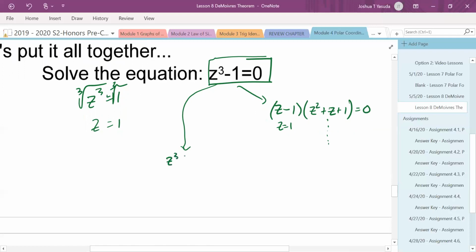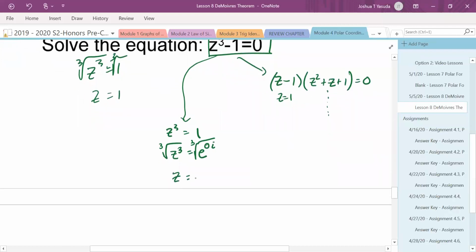So z cubed equals 1, but then we're going to write 1 in complex form. So 1 in complex form is e to the 0i. And we're going to call it z cubed. And I know you're sitting there, you're like, why would you do this? Because it's actually easier. Cube root, z equals, and we would get the cube root of 1 is 1. And then we're raising this to the 1/3. And so we multiply exponents. So it still would be e to the 0i.